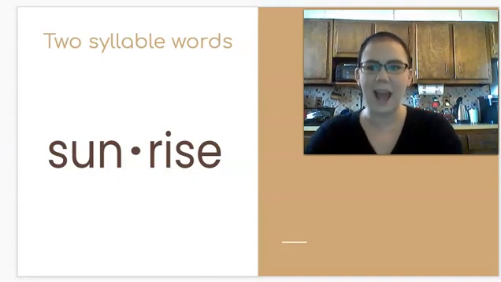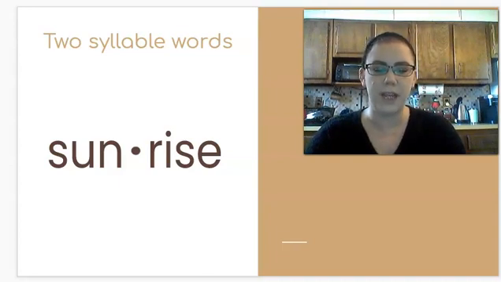Good practice. Keep on practicing chunking those words. If you see that the first part of a word is something that you know, then you can probably chunk it together and read it in parts.